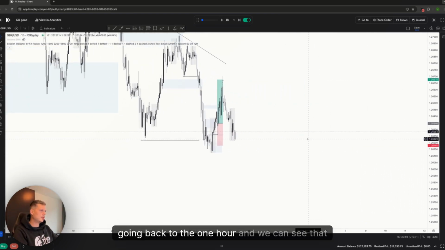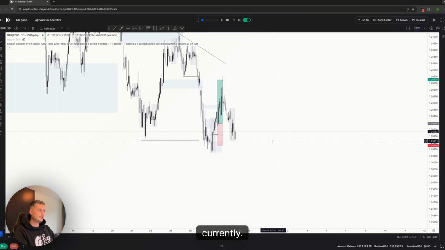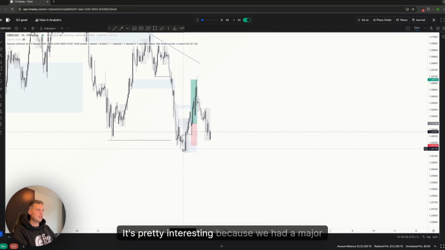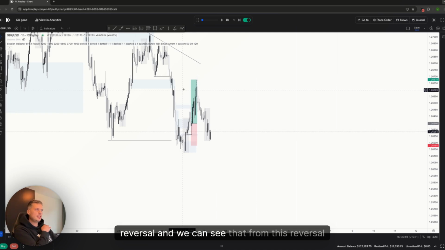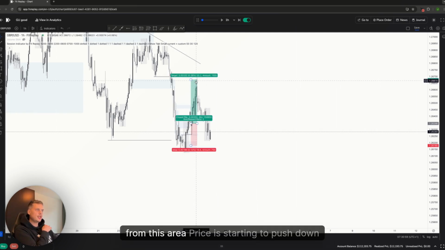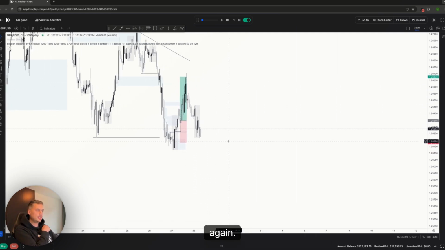Going back to the 1 hour, and we can see that currently it's pretty interesting because we had a major reversal, and we can see that from this reversal, from this area, price is starting to push down again.